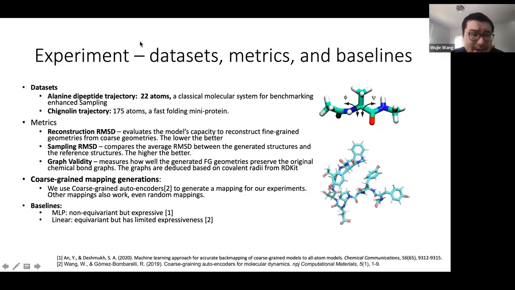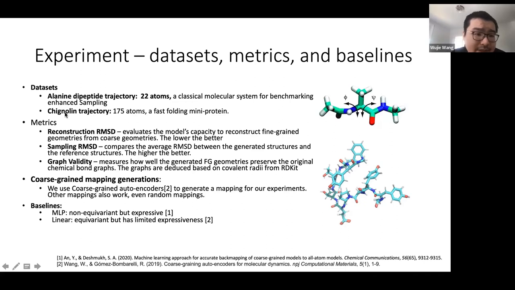Quickly talk about the experiments. So we use two data sets. We have the alanine dipeptide trajectories, which is a very classical benchmark molecule for chemical physicists to benchmark enhanced sampling methods. It's a relatively small molecule. It has 22 atoms, and it features two central dihedral angles which one can use to produce something called a Ramachandran plot, which characterizes the different conformational states of this molecule.